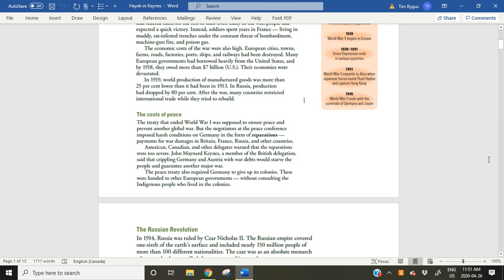So the cost of peace. Well, when World War I ended, the world wanted peace, right? They didn't want to go into another world war. So negotiators at these peace conferences, such as the Paris Peace Conference where they signed the Treaty of Versailles, decided, and these were the winning countries in World War I, that Germany was going to have to pay what's called reparations. Now, these are payments for war damages that were incurred in Britain, France, Russia, and other countries. Some people warned against these reparations and said that they were too severe. One of the people who argued against them is John Maynard Keynes. We'll talk about him later. The argument against reparations was that the money they owed was going to cripple their economy.